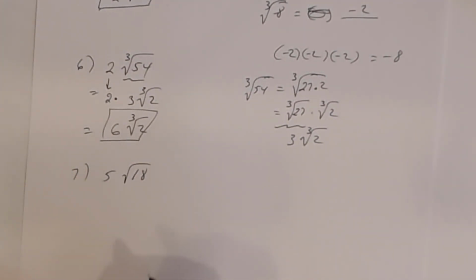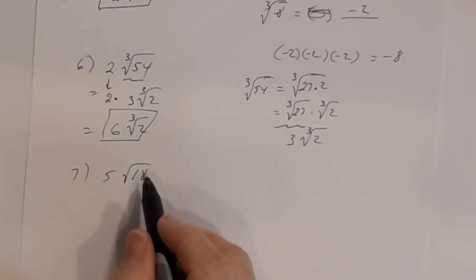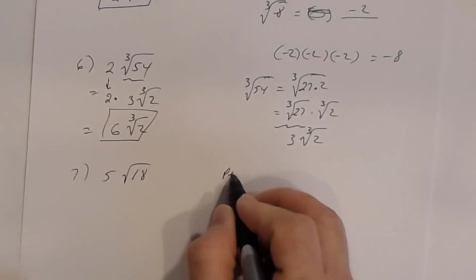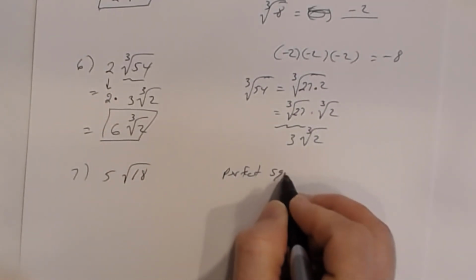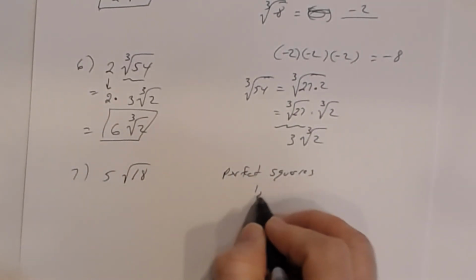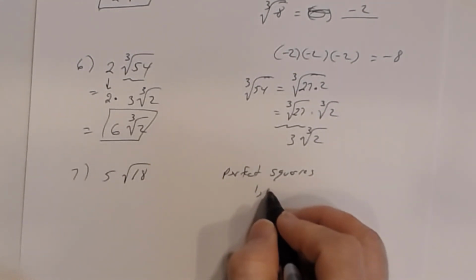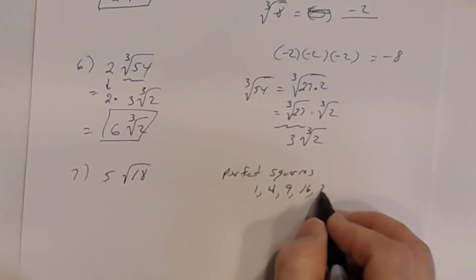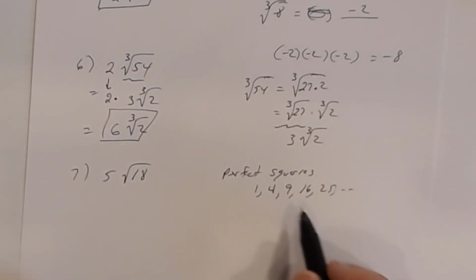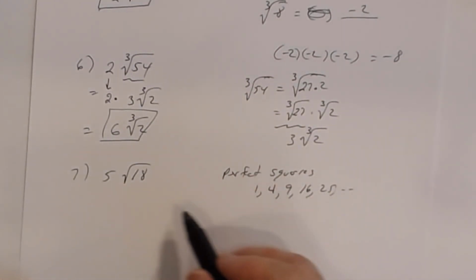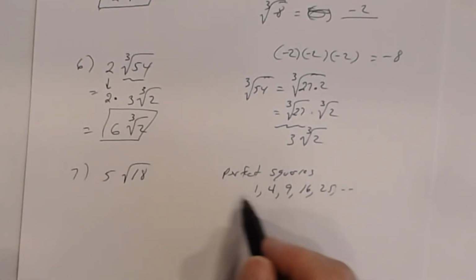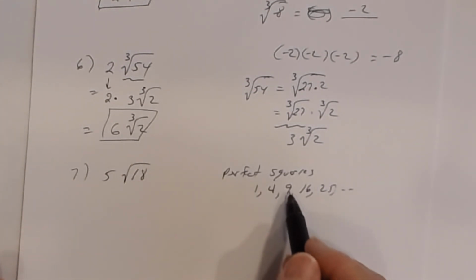Now this time we're dealing with square root. So what's the largest perfect square that goes into 18? Remember, your perfect squares are, let me go ahead and write that down: 1, 4, 3 squared is 9, 4 squared is 16, 25, and so on. In fact, there's only 2 perfect squares that go into 18, 1 and 9. Those are the only ones. So we're going to use the largest.